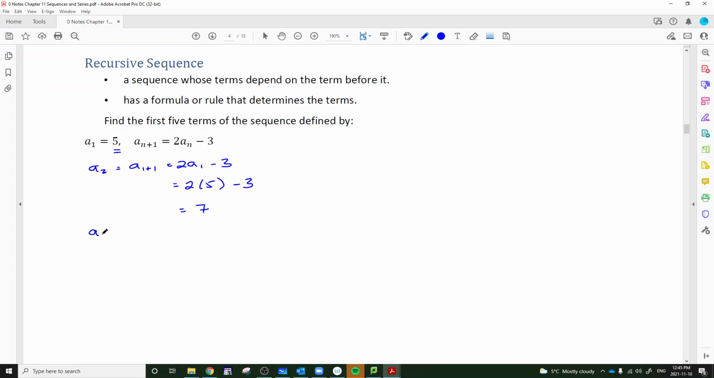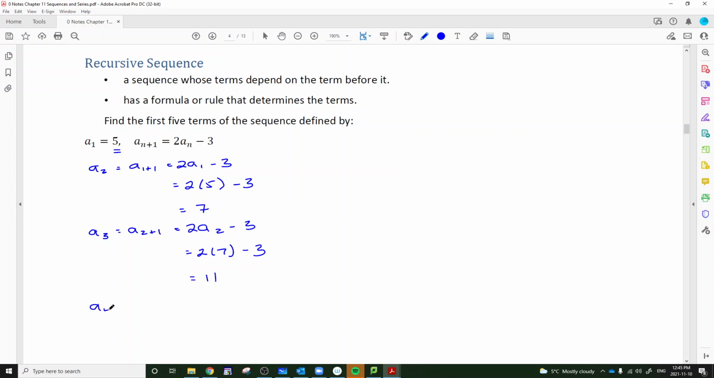So now when you go to find the third term, you're going to put in n is 2. So you'll base the third term off of the second term. So n is 2 for the third term, and you end up with 2 times 7, which was your second term, minus 3, which is 14 minus 3, which is 11. So find for me the next two terms in the sequence.